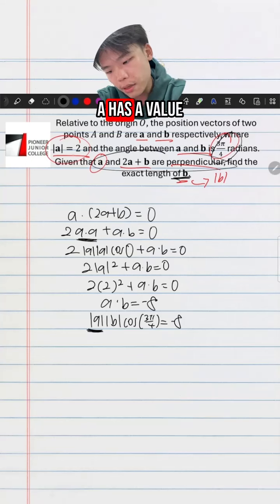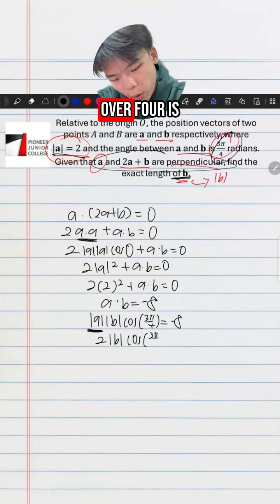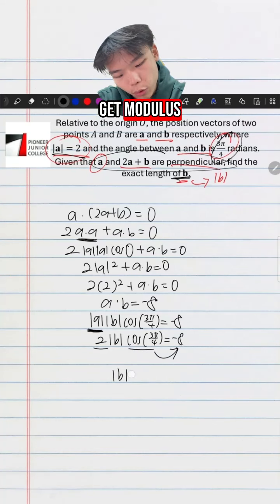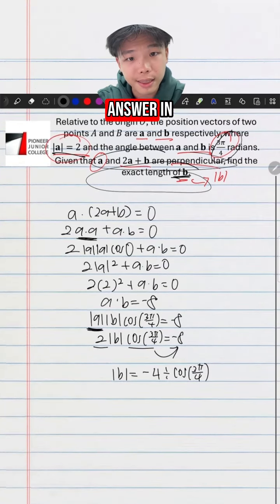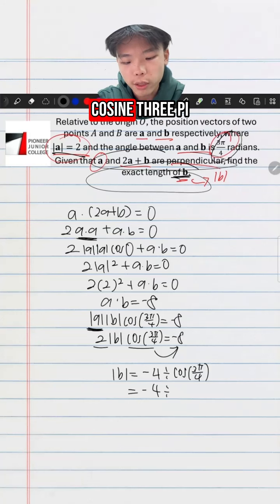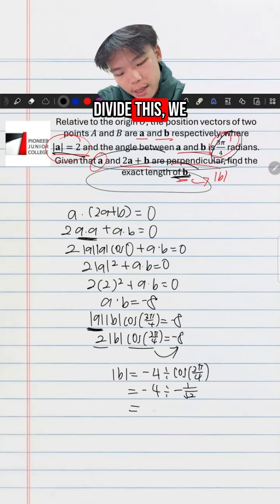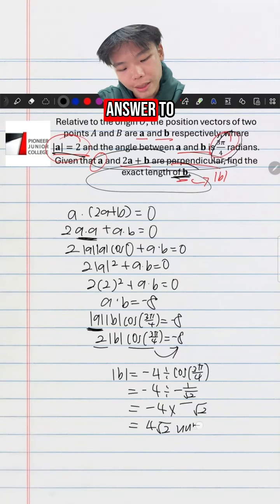Modulus A has a value of 2, which means that 2 times modulus B times cosine 3 pi over 4 is negative 8. So if I divide both sides, we'll get modulus B is negative 4 divided by cosine 3 pi over 4. Now note that the question demands you give your answer in exact value. Therefore, we need to find the exact fraction of cosine 3 pi over 4, and this is actually negative 1 over root 2. So when we divide this, we have negative 4 times negative root 2, which eventually gives us 4 root 2 units as the final answer to this question.